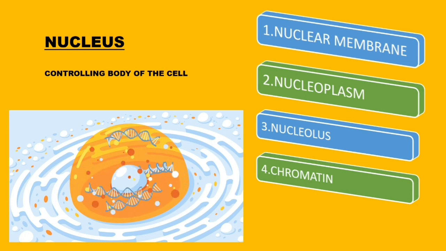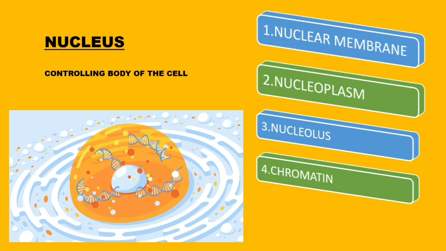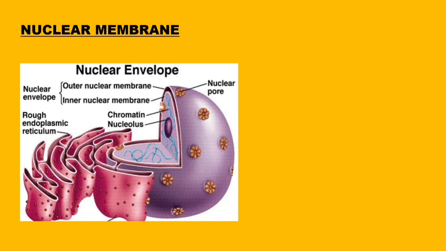Now we will learn about the nucleus, which is an important topic of this video. It is a rounded oval structure found in the middle of the cell. It is the controlling body of the cell and works as the head of the cell. It is differentiated into four parts: nuclear membrane, nucleoplasm, nucleolus, and chromatin. Now we will study about the nuclear membrane. It is the double-layered membrane surrounding the nucleus of a eukaryotic cell, separating the nucleoplasm from the cytoplasm. It has minute pores known as nuclear pores through which exchange of substance between nucleus and cytoplasm takes place.